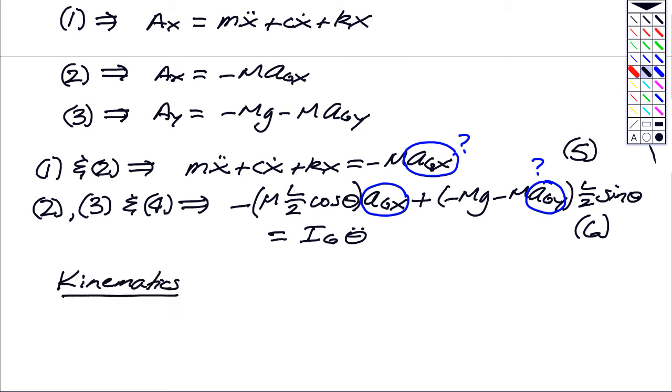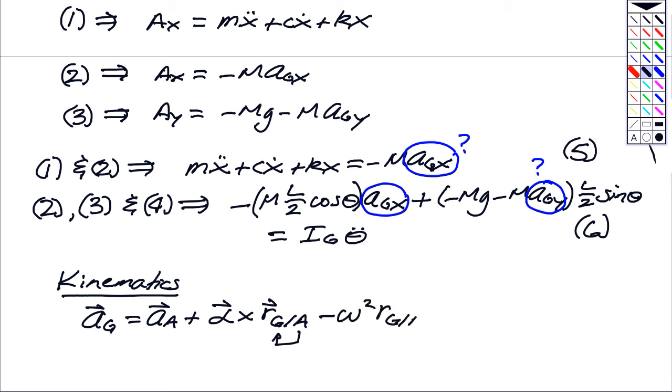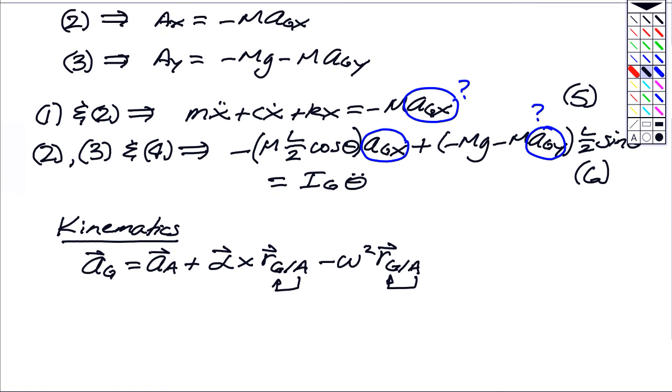What I'm going to do is use the rigid body equation that relates the acceleration of G, the center of mass of the bar, back to the acceleration of A of that bar. So I say the acceleration of G is equal to the acceleration of A, plus the angular acceleration of that bar crossed with the vector which extends from A to G, minus omega squared R_G with respect to A. Again, the notation here means that those two position vectors need to extend from A to G.